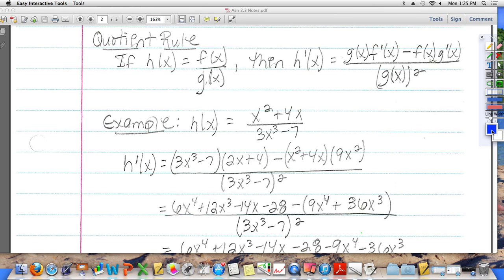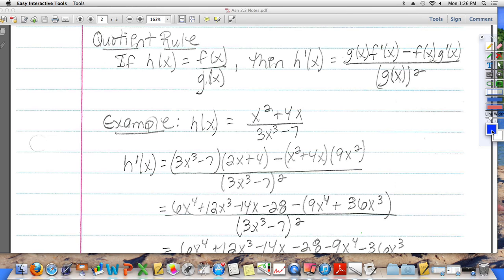h of x is equal to f of x divided by g of x. So in other words, you have a situation where you're not multiplying two polynomials, you are dividing two polynomials. The rule is this. The derivative of h of x is equal to g of x, in other words, the denominator in this case, times the derivative of the numerator, so g of x times the derivative of f of x, minus f of x, in other words, the numerator, times the derivative of the denominator, all over the denominator squared.